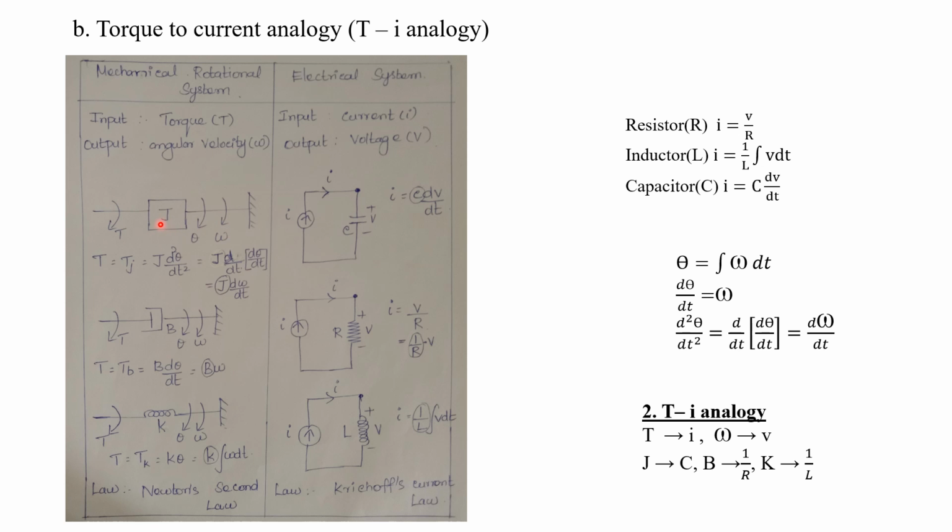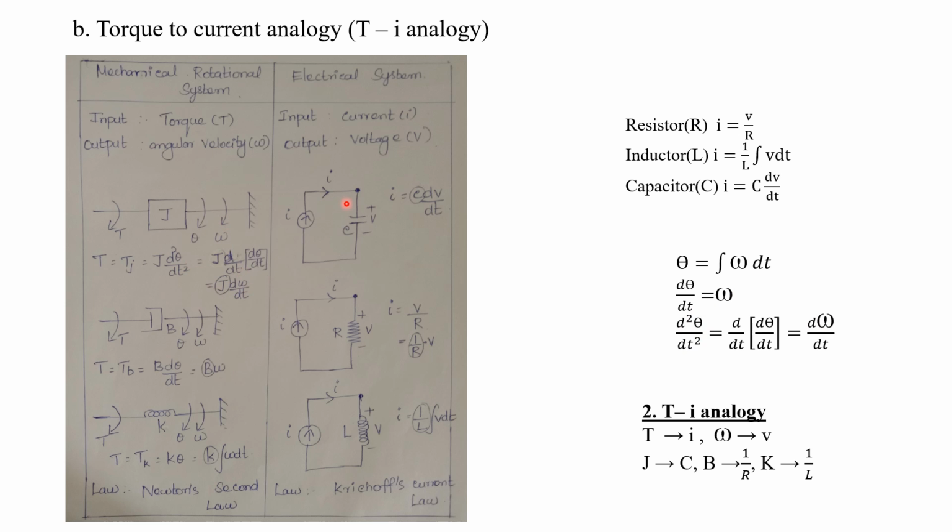Now this applied torque will be opposed only by the opposing torque due to the moment of inertia of mass, that is Tj. There will not be any Tb as well as Tk. Now using Newton's second law we can find the torque acting on a body, that is applied torque T will be equal to the opposing torque Tj, that is equal to J into d square theta divided by dt square. Now using this relation, d square theta divided by dt square can be written as d omega by dt. Okay, so J into d omega by dt.